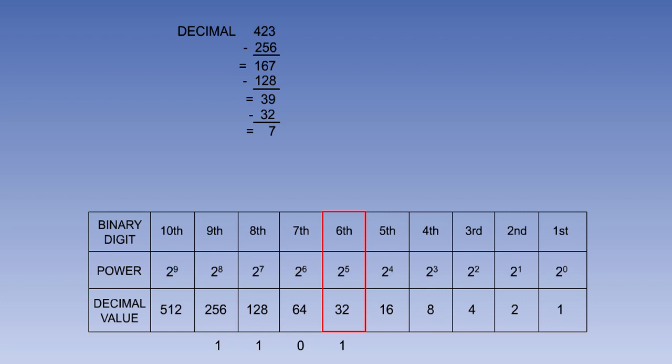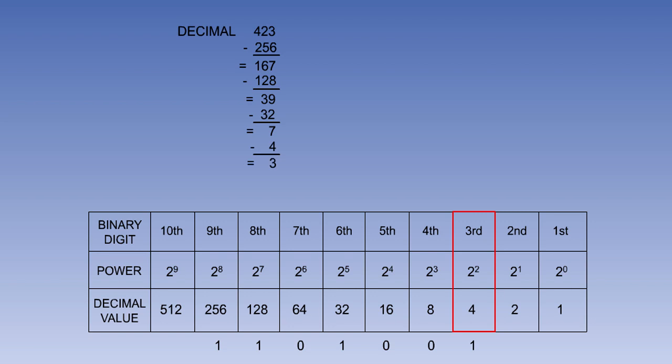Subtracting 32 from 39 leaves 7. 7 is less than 16 and 8, so zeros go under the 5th and 4th columns. It is greater than 4, so the 3rd column gets a 1.